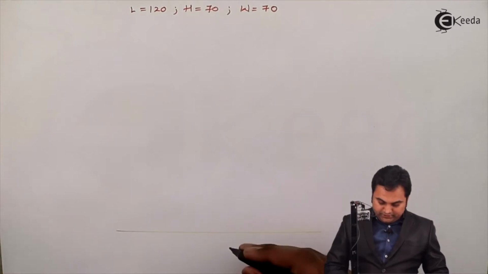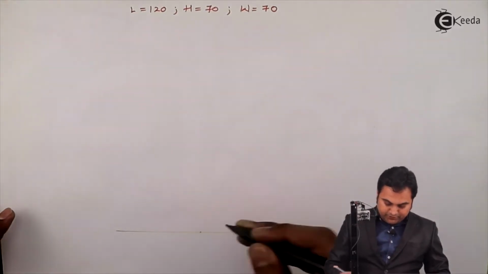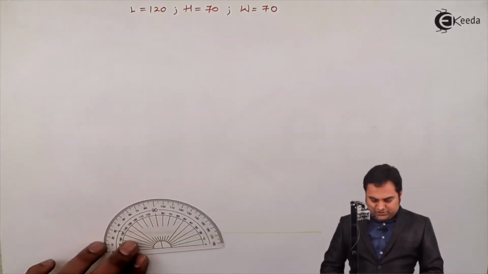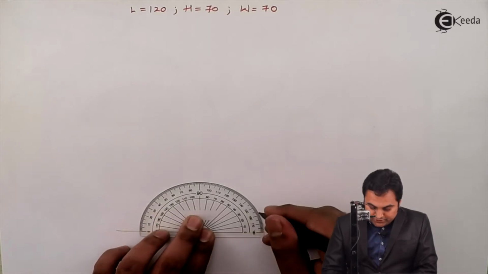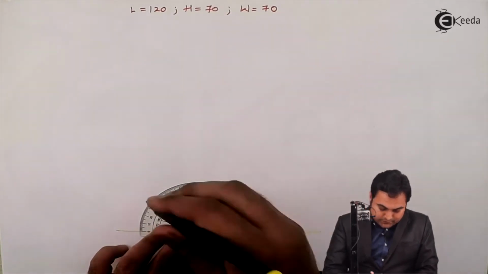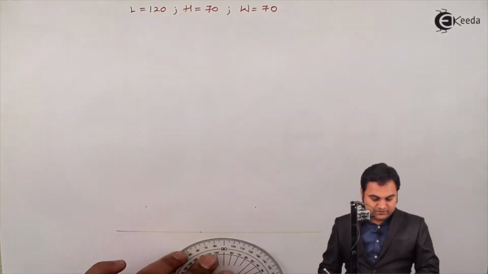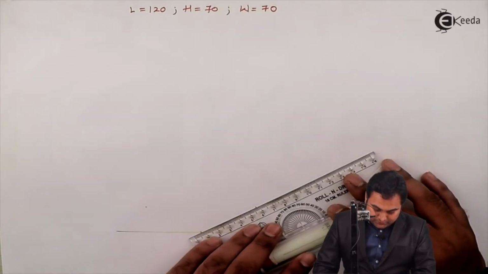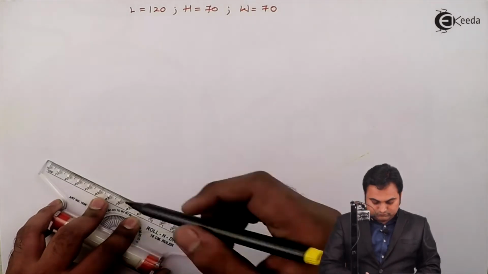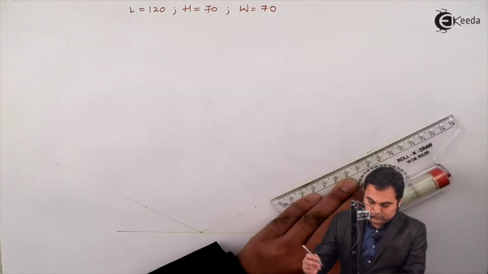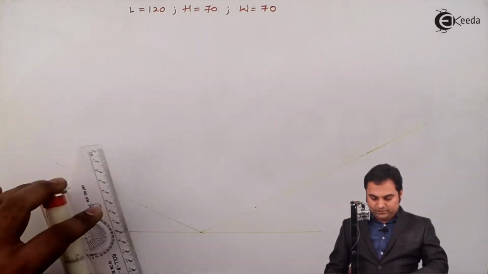Drawing a light horizontal line. Next, selecting a point over here, and in case of isometric projections, the object is inclined at 30 degrees on both sides. So measuring 30 on one side, 30 on the other side, drawing light lines through these angles. Then drawing a light vertical line.